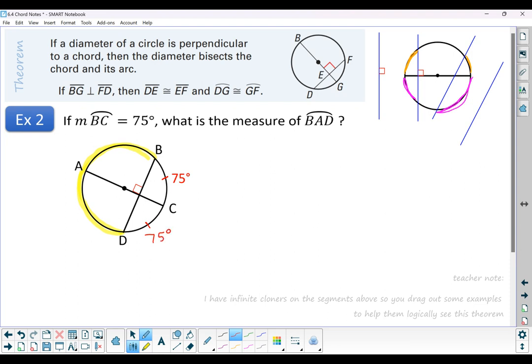Arc BAD is everything else in the circle, so we can get our answer by doing 360 minus 75 minus 75, and that is 210 degrees. So the measure of arc BAD is 210 degrees.